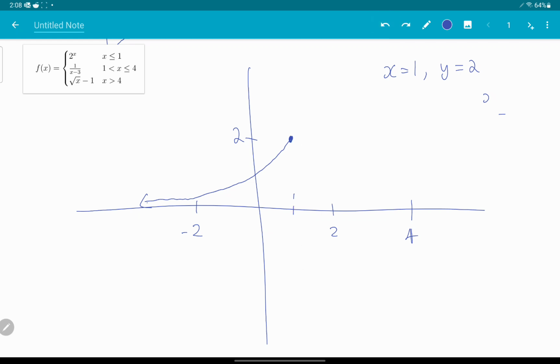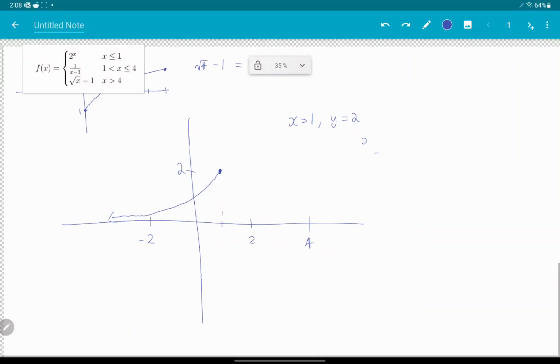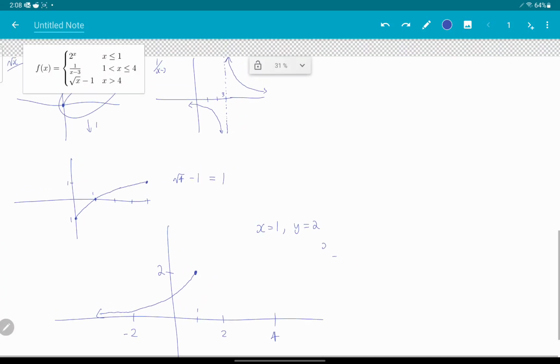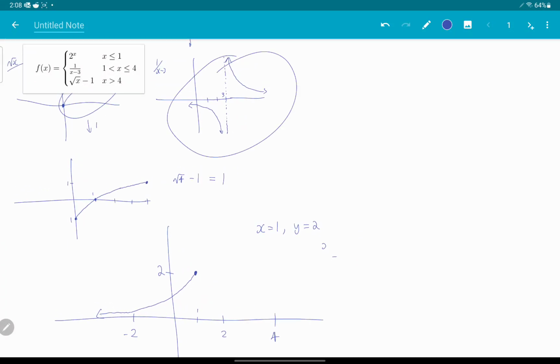Okay, between 1 and 4, I'm doing the hyperbola. The hyperbola was trickier. What did that look like? That was this guy up here. Right, I'm using this definition, but just from 1 until 4. So I just want to take this chunk of it and move that down there. You don't have to be super accurate here. We are sketching after all.